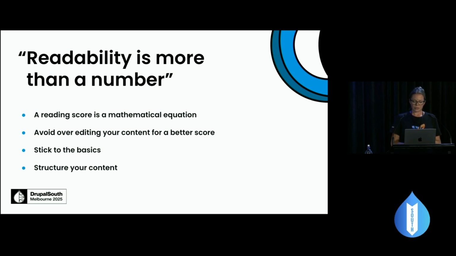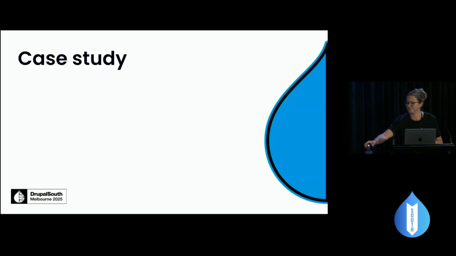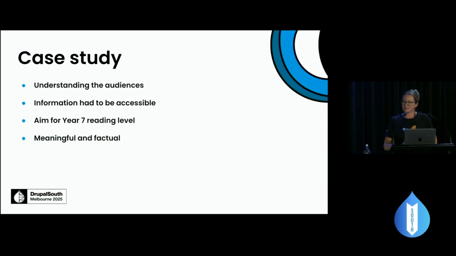So now I'm going to run through a few of the tools. I will do that soon. First, I'm going to share a case study. Morph recently worked on a project for a government agency, and it had the requirement to read at a Year 7 reading level. So what did we discover during the project?